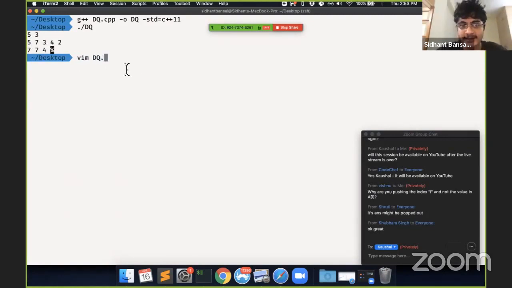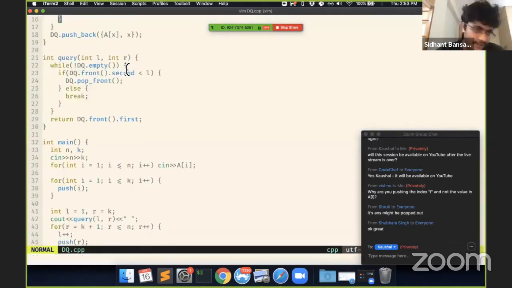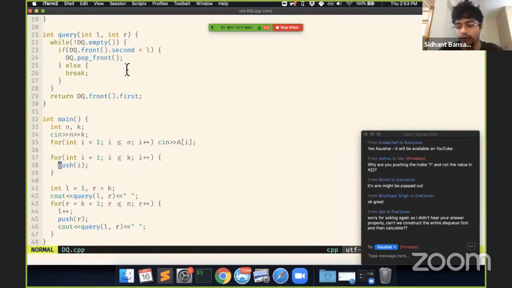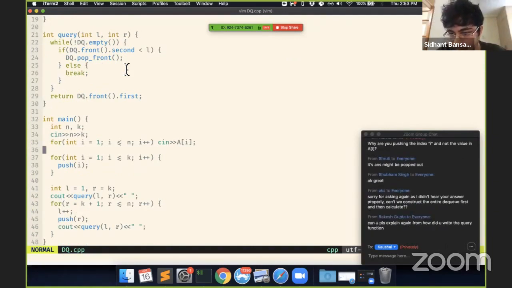So anyone has any doubts regarding this code or like any of the functions? I mean, it's slightly complicated. Sorry for asking again, as I didn't hear your answer properly. Can we construct the entire DQ first and then calculate? Can you please explain how did you write the query function? Okay. So can we construct the entire DQ first and then calculate?